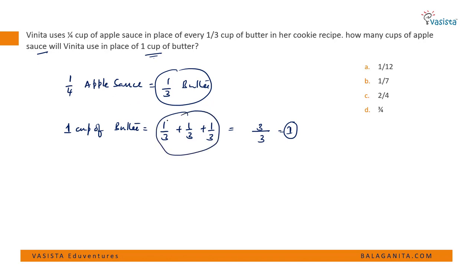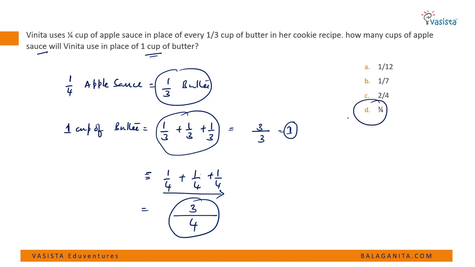Similarly, we know that 1/3 cup of butter is nothing but 1/4 cup of applesauce. So 1 cup of butter is going to be 1/4 plus 1/4 plus 1/4 of applesauce. Here the denominator is the same, so take the 4 and add the numerators, 1 plus 1 plus 1 is going to be 3. So the answer is 3/4 cup of applesauce she uses in place of 1 cup of butter. That is option D, the right one.